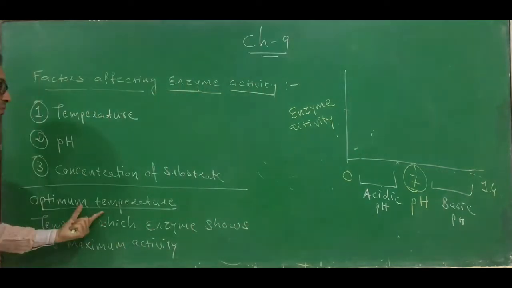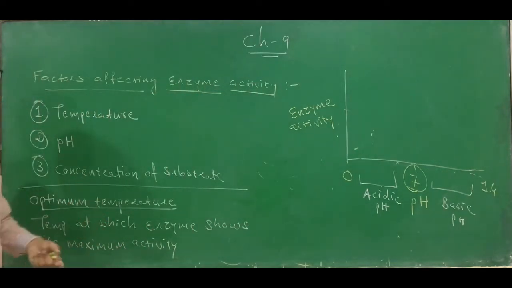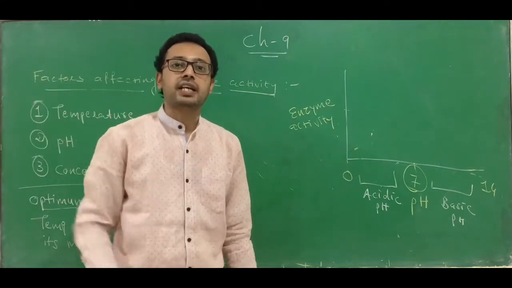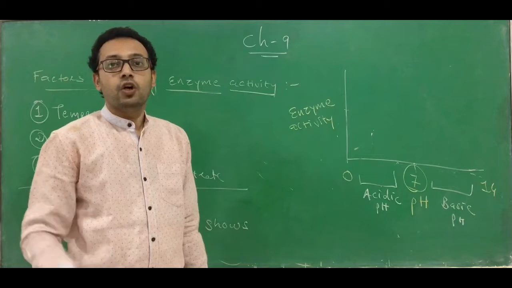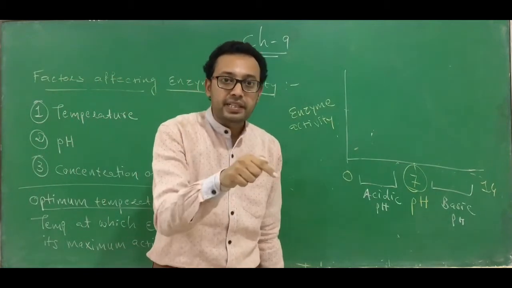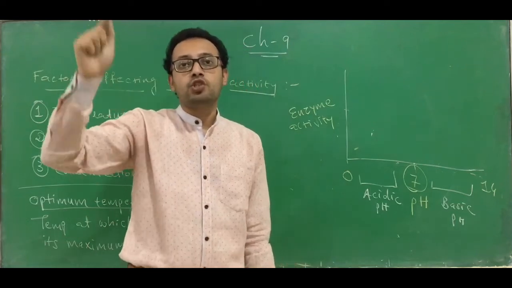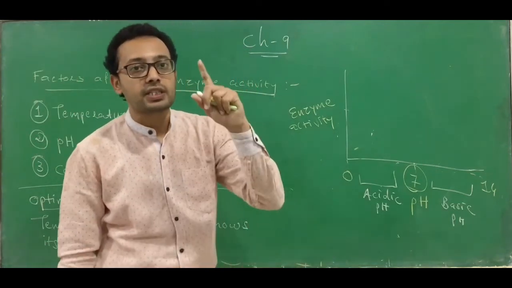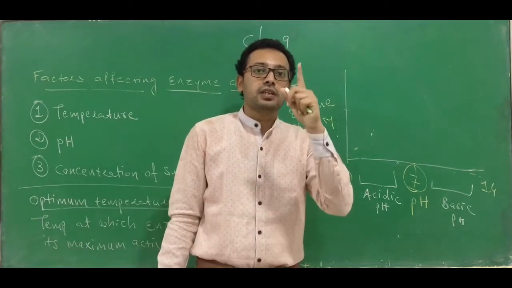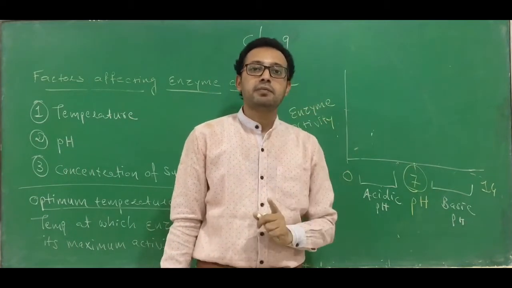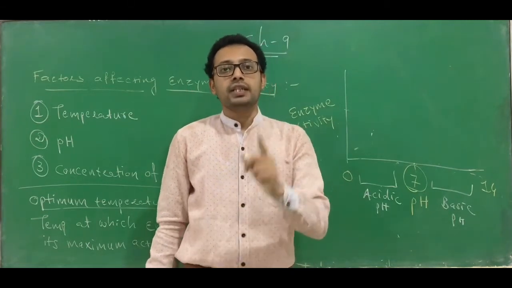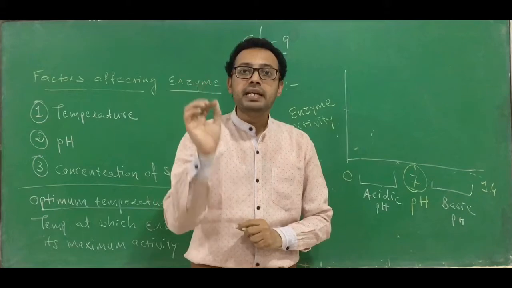Earlier we took the optimum temperature, now we are taking the optimum pH. What is the optimum pH? The pH at which the enzyme shows its maximum activity is called the optimum pH. Some enzymes show their maximum activity at acidic pH. Some enzymes show their maximum activity at a basic pH.